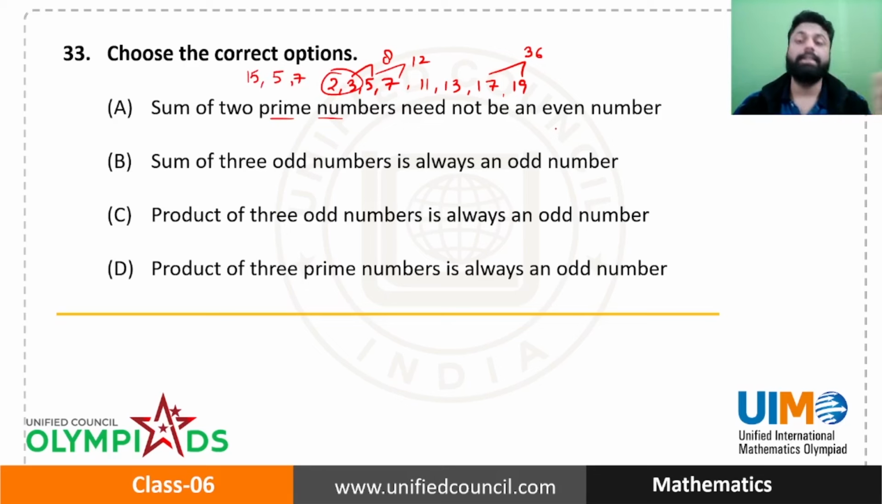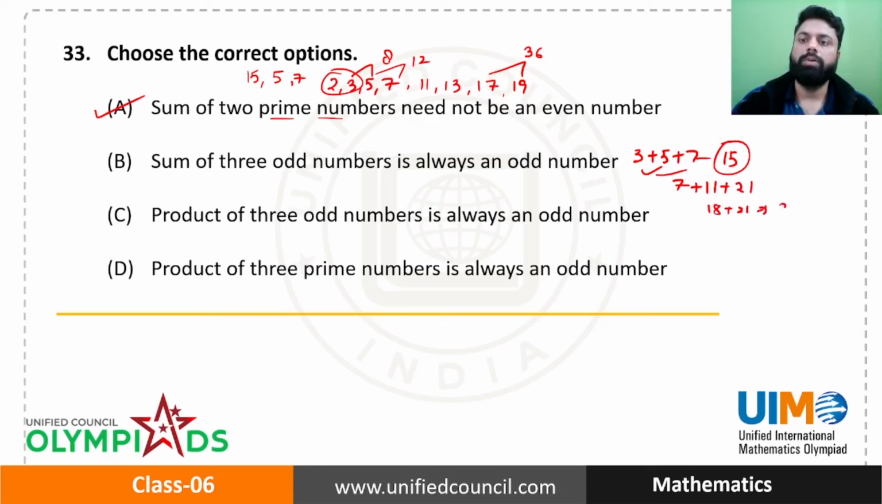It is not mandatory that they are going to be even numbers, because we can also have odd numbers, right? We can have the even number, we can have the odd number as well. So A option is the correct statement. Sum of three odd numbers is always an odd number. 3 plus 5 plus 7, 8 plus 7 is 15. 7 plus 11 plus let's say 21. So 7 plus 11 is 18 plus 21, that is equal to 39. So see, odd plus odd is even, and even plus odd is odd. Correct one.